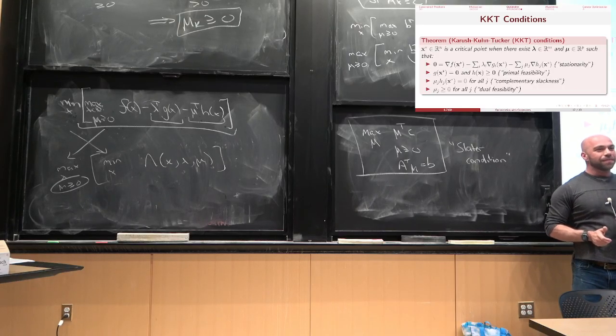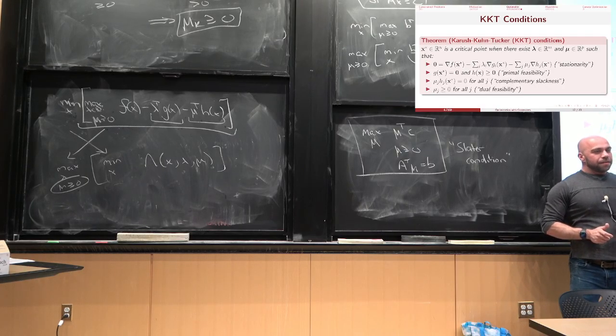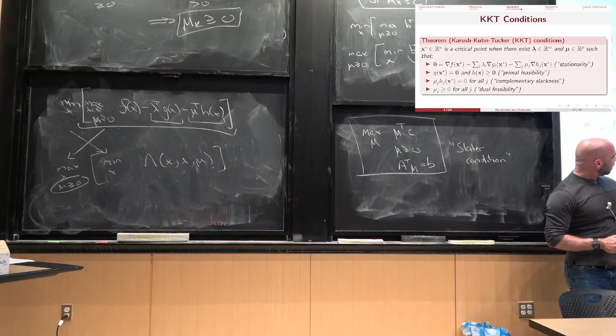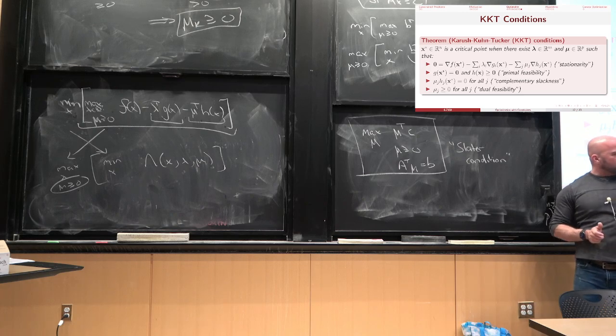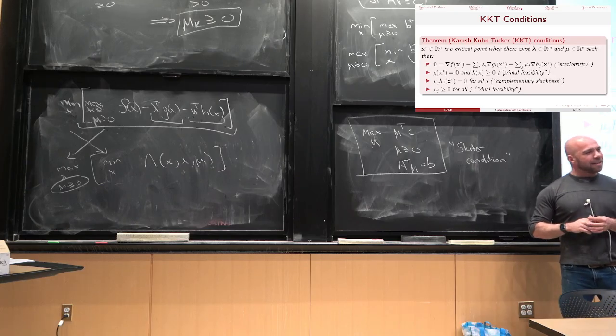Yes? Were you saying you can only swap the min and max when the KKT conditions hold? I guess that's right in some sense. It's sort of a circular thing because they're sort of equivalent to one another. But yeah, I guess that's right.